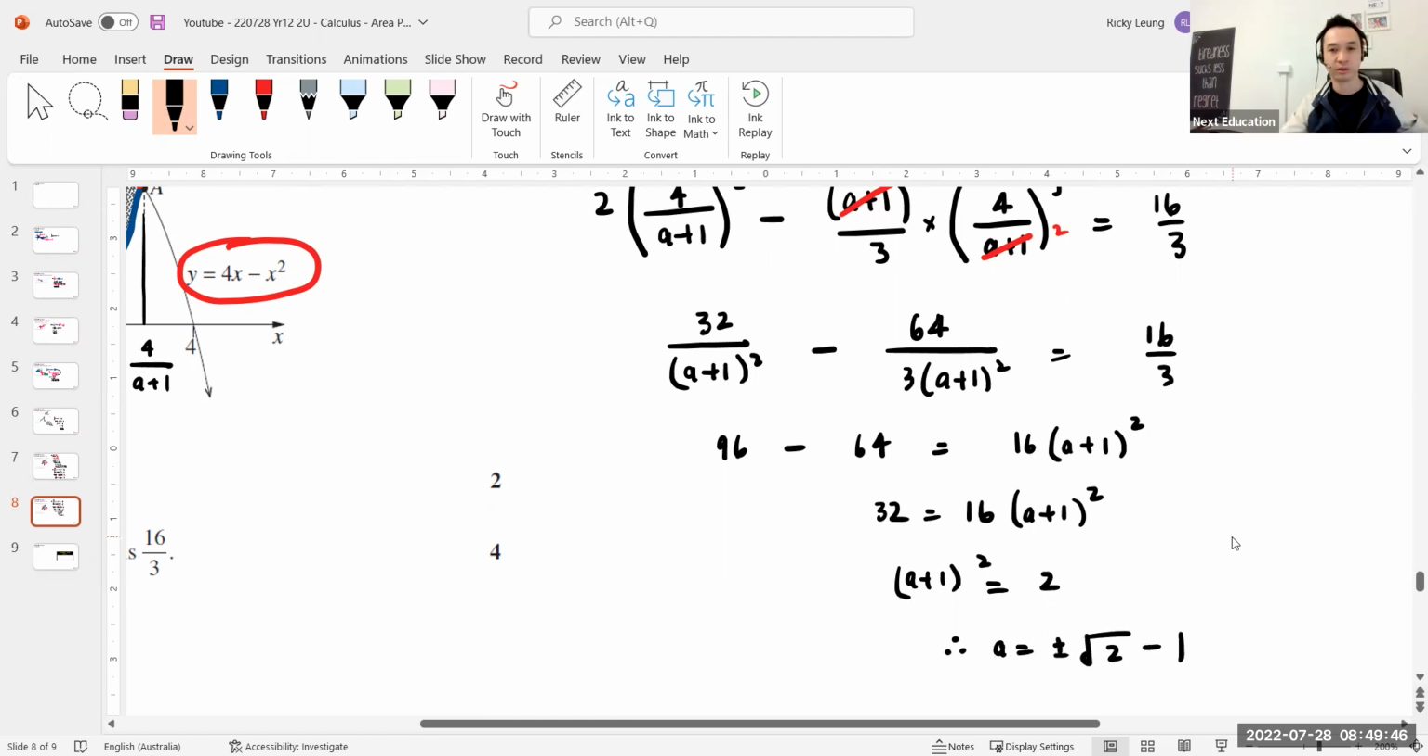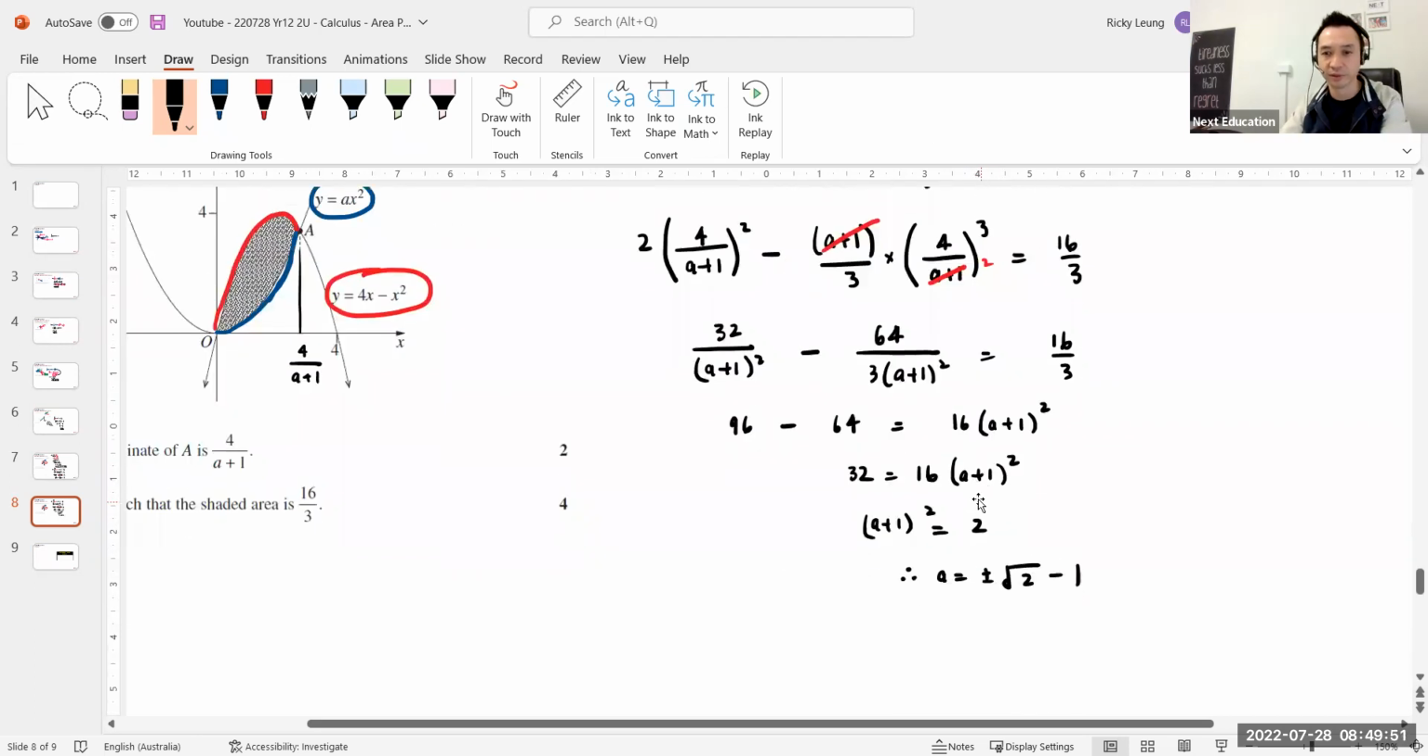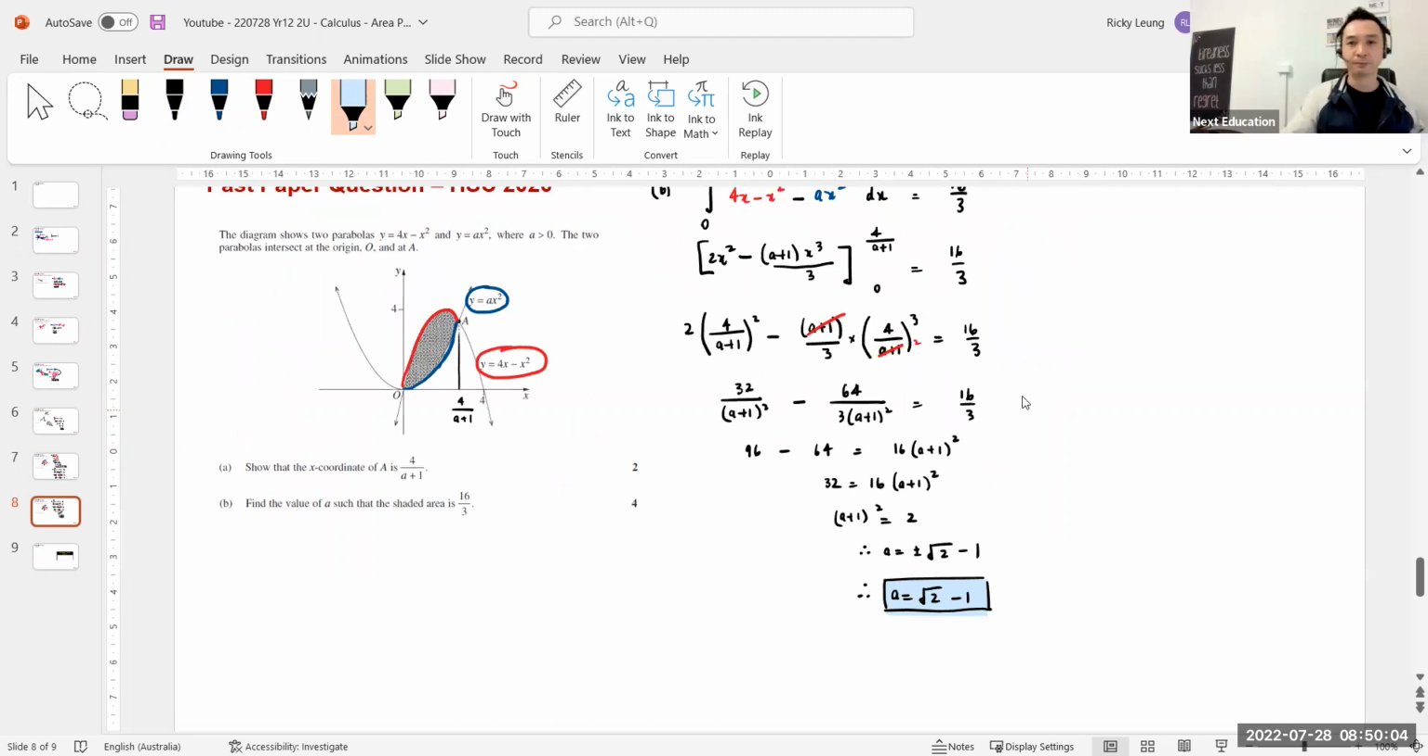Now, have a quick look. I think a is positive, isn't it? Yep, a is positive. I remember it in the question. Therefore, root 2 minus 1 only. Guys, not too bad. Oh, well, I was expecting worse. That's 4 marks. That's how you do it.